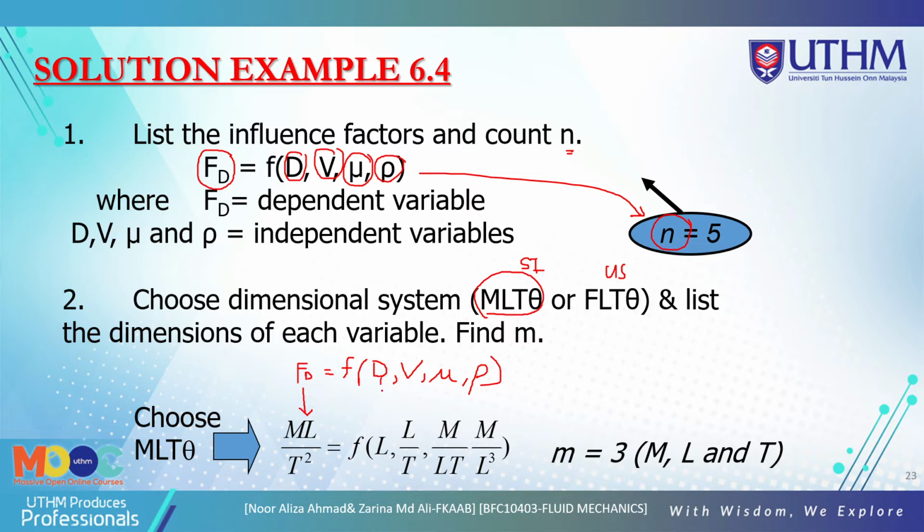Okay, so the diameter is length, velocity is L over T, and the MLT here, and also the density here. So this is using the SI unit. We know that the dimensions are M, L, and T. There's no theta here, so theta is 0. So we just use 1, 2, 3, which is why the base is 3, just only M, L, and T. So M is 3.